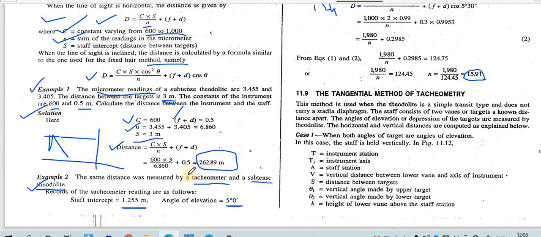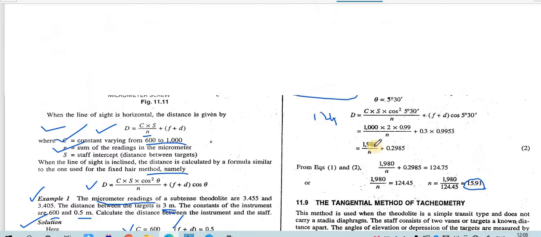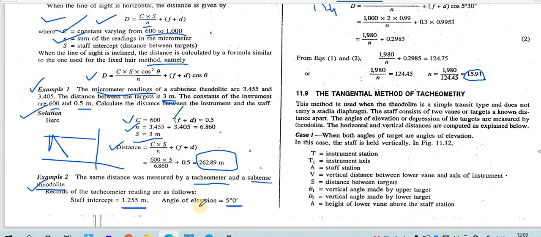So depending upon that, you will have to use those formulas. So this is very important that you read the question properly and then use your formulas based on that. Over here I also got confused, as it was asking about a subtense theodolite, but then I properly read that the first case was for the tacheometer, that means for your fixed hair method, and the second case is for your subtense theodolite, that is for your movable hair method. So the formula changes accordingly.